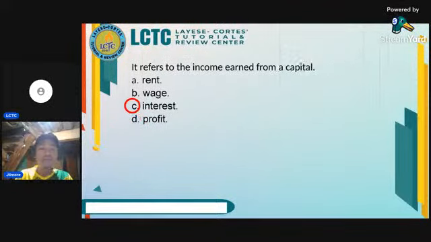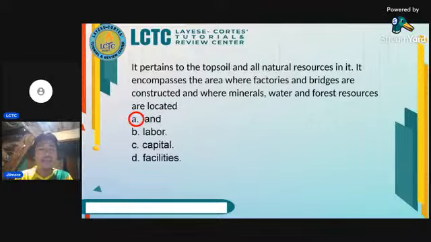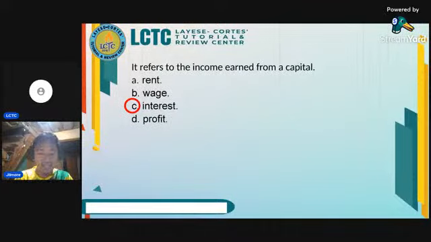Income earned from capital, interest. Okay. Income earned from land, rent. Income earned from labor, that's wage. Income earned from entrepreneurship, profit. Okay. Wage, interest, profit. Capital, interest. Land, rent. Labor, wage. Entrepreneurship, profit. Capital, interest. Okay.